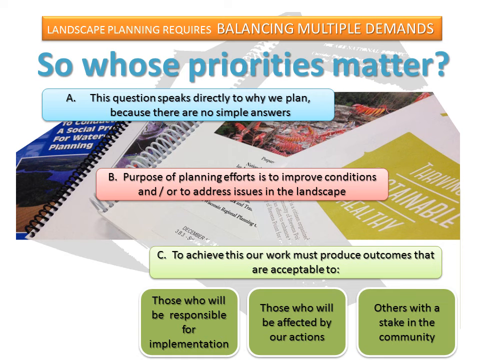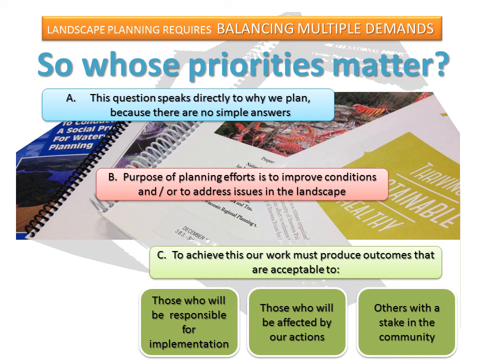But moving beyond just simple priority parcel analysis, conservation planning also requires that we balance the multiple demands that we as citizens, as landowners, as communities place upon these properties. And so there is a much bigger question at play here, understanding whose priorities matter. Well, as I note here on this slide, this question speaks directly to why we have to participate in a longer, more comprehensive planning process, because there are no simple answers to this big question.